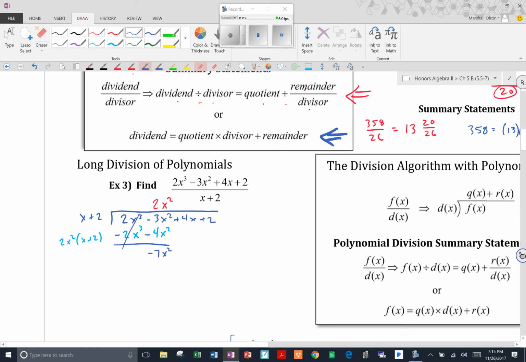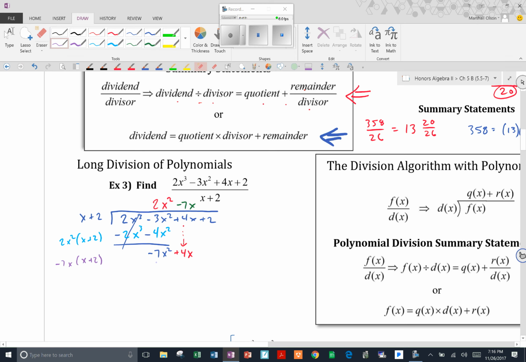Now, if you remember what we did next, we dropped that next number. So we dropped that 4x. And essentially, we start the whole process over again. What do we multiply x plus 2 by, or just focus on the x, actually. What do you multiply x by to give you the negative 7x squared? Well, we're going to have to multiply it by negative 7x. And then we multiply that negative 7x to that x plus 2.